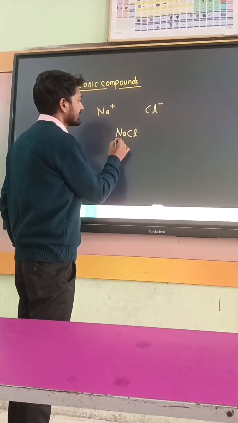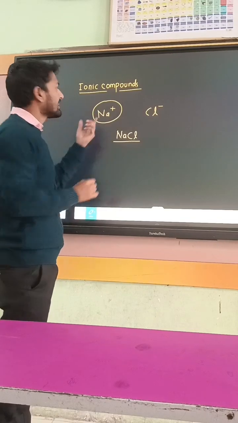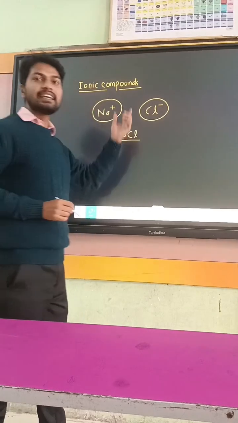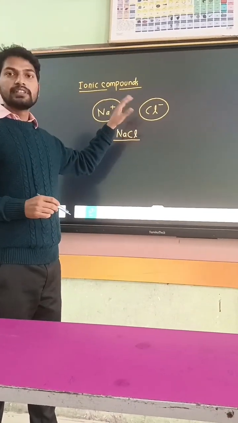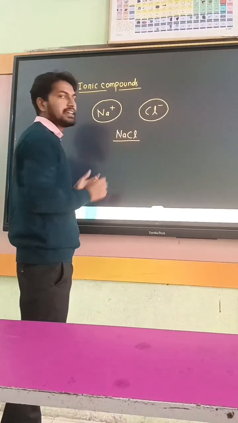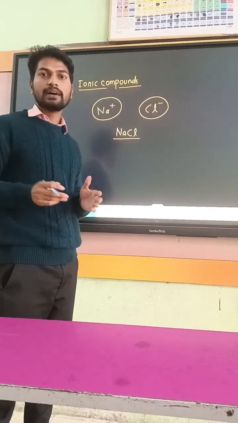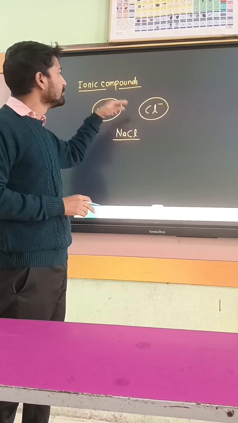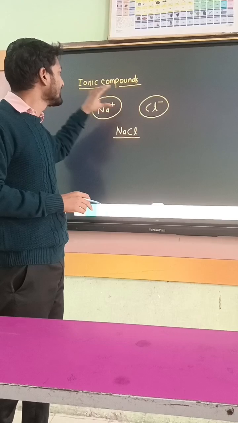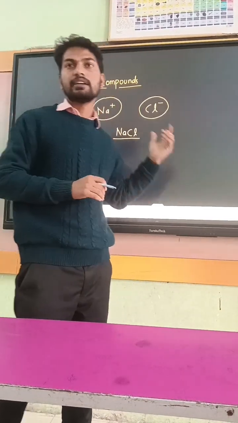So how is this compound formed? NaCl means one Na, which is a cation, sodium plus ion, a positively charged ion, and this is an anion, chlorine, a negative ion. When they are put together, when they come close to each other, they start attracting each other, and they form a compound which is an ionic compound. So ionic compounds are the compounds formed by transfer of electrons. Means sodium loses an electron, sodium gives an electron to chlorine, and chlorine wants an electron, chlorine gains an electron, and this losing and gaining of electrons combine to form an ionic compound.